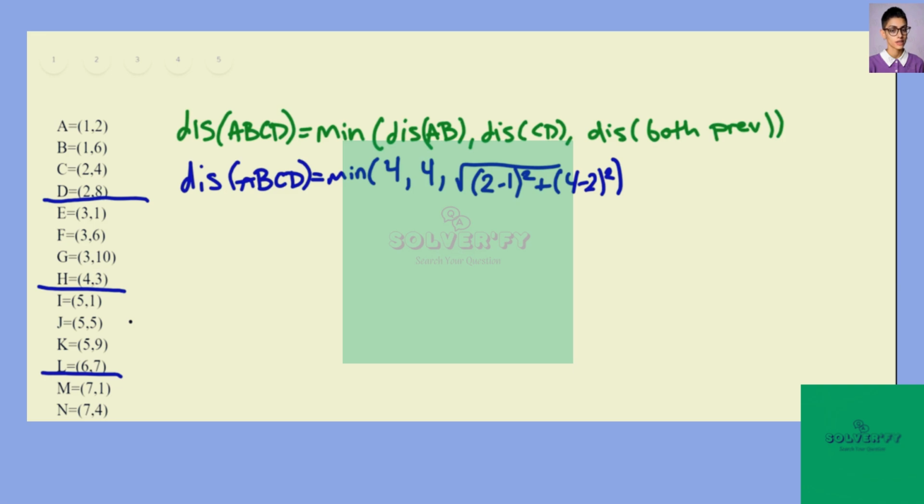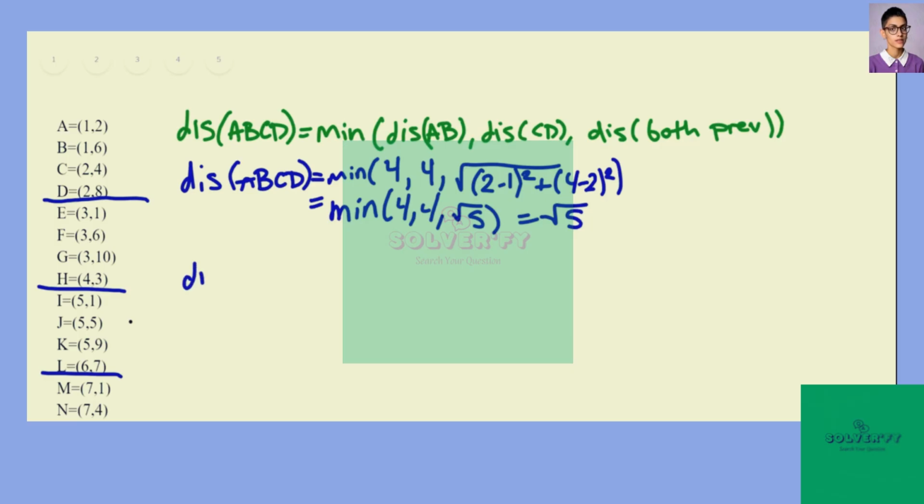And we chose those because those two are the ones that are closest together. So rather than iterating over every element in the list, we're taking the two that are nearest. Okay, and so then this is the minimum of 4, 4, and the square root of 5. So that's going to be equal to the square root of 5.